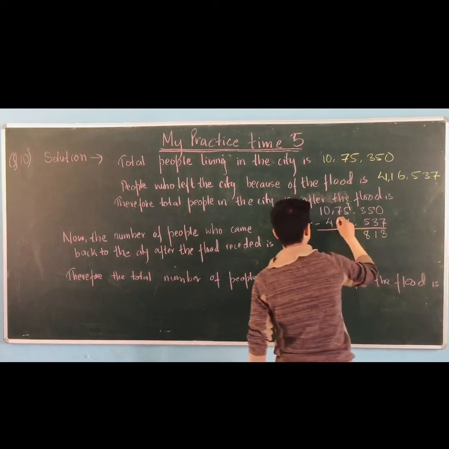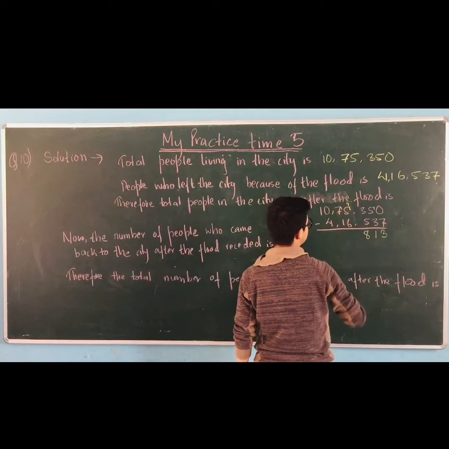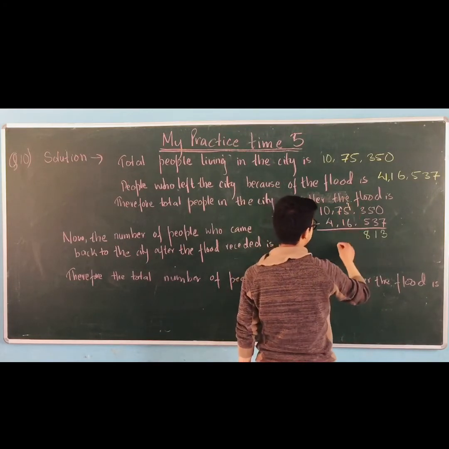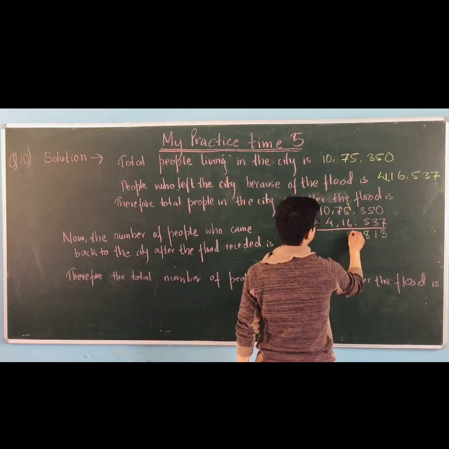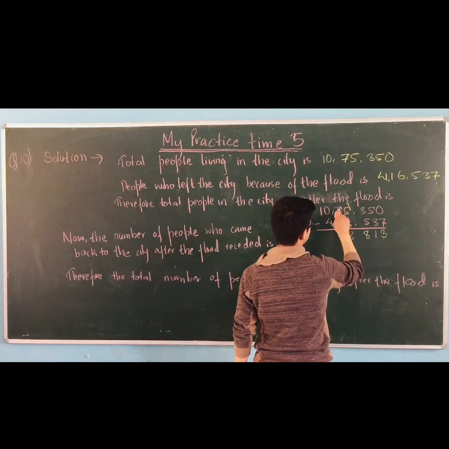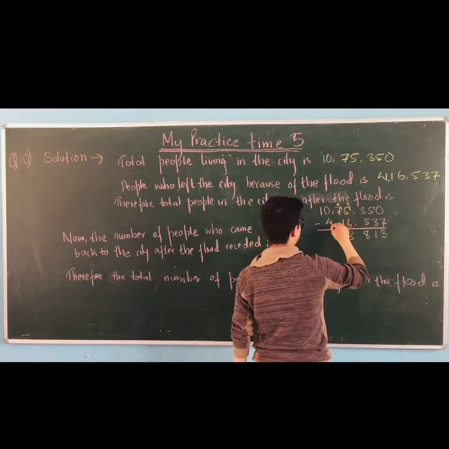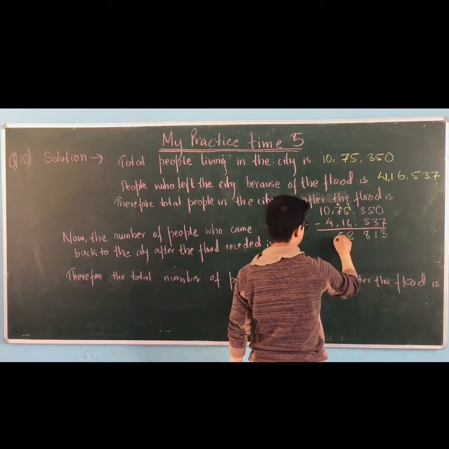Now this is 4, right? So 4 is obviously less than 6, so I again borrow it from the next number, that is 7. That means this becomes 14. So again 14 minus 6 is 8. 6, 7, 8, 9, 10, 11, 12, 13, 14, that is it. So here the 7 changes to 6. Okay, so 6 minus 1 is 5.